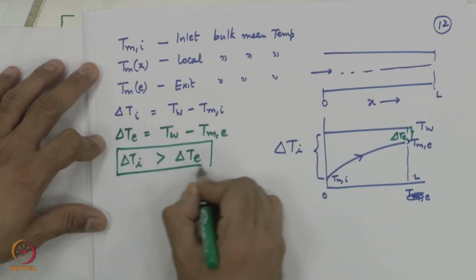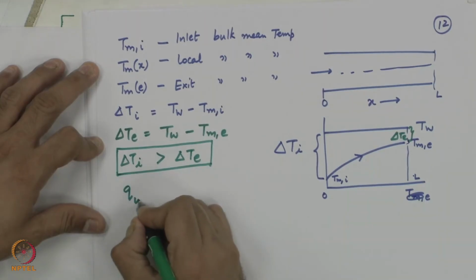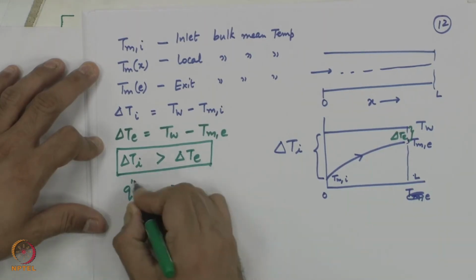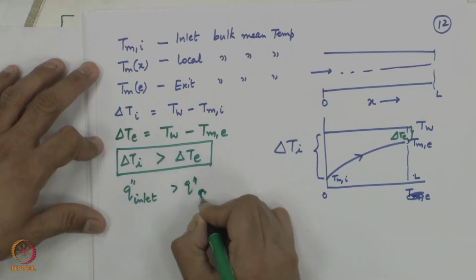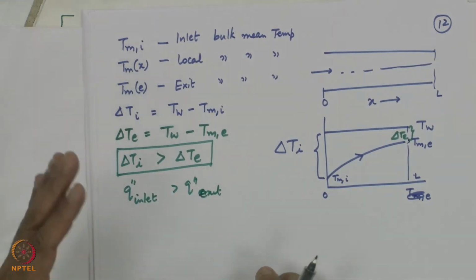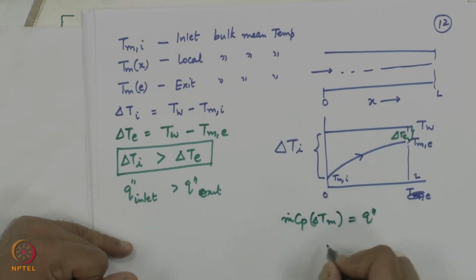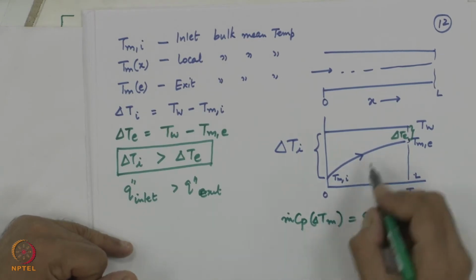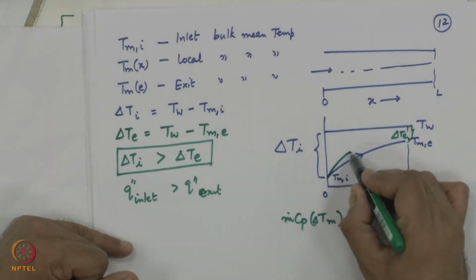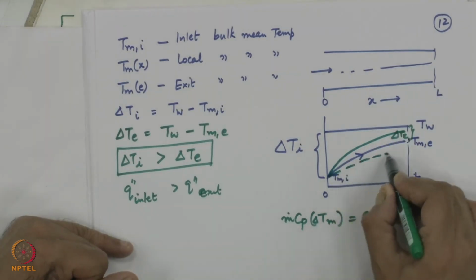Very simple. That means Q at inlet, that instant, is greater than Q at outlet, the exit. The heat transfer in a small region near the inlet is going to be much greater than what it is at the outlet. Who dictates the slope of the curve? Energy balance. So, m dot into C_p into delta T local is equal to Q double prime. This is going to dictate the nature of this curve, whether it is going to go this way or whether it is going to go this way.